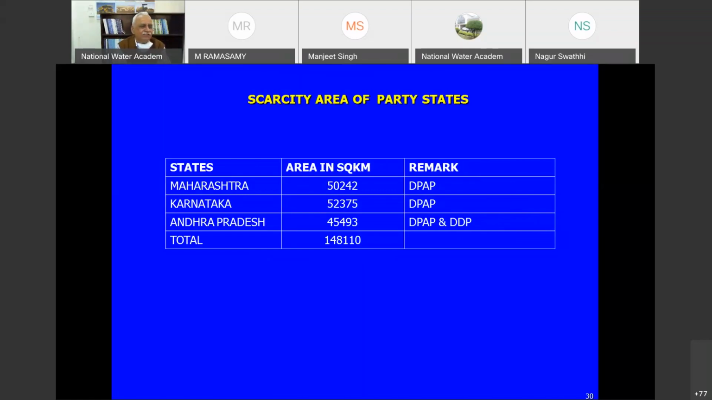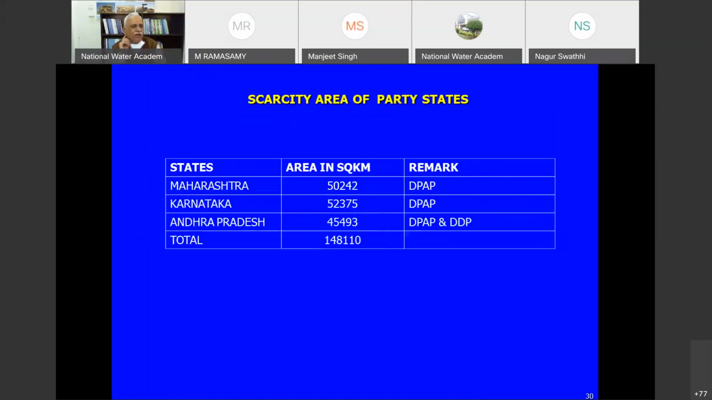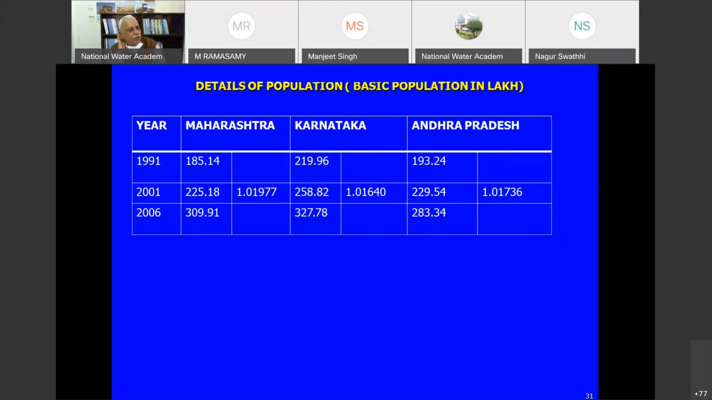Scarcity areas are 50,242 square kilometers in Maharashtra, 52,000 square kilometers in Karnataka, and 45,493 square kilometers in Andhra Pradesh, comprising DPAP and DDP. So of the 2.59 lakh square kilometers, 1,41,000 is the scarcity area in the entire Krishna basin.